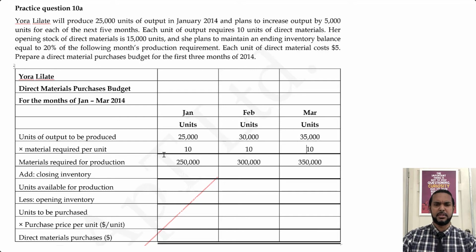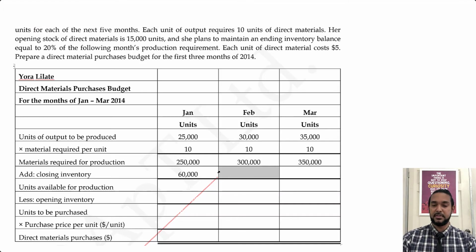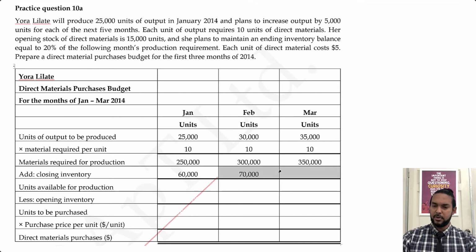All right, next, what do we need to do? We need to add closing inventory because remember, we need to have some for production and some extra in case anything happens. Now, what is the information regarding closing stock? We need 20% of the following month's production requirements. So for January, we need 20% of February's requirement. 20% of 300,000 is 60,000. For February's closing stock, we need 20% of March's requirement. 20% of 350,000 is 70,000. And what about March? We need 20% of April.